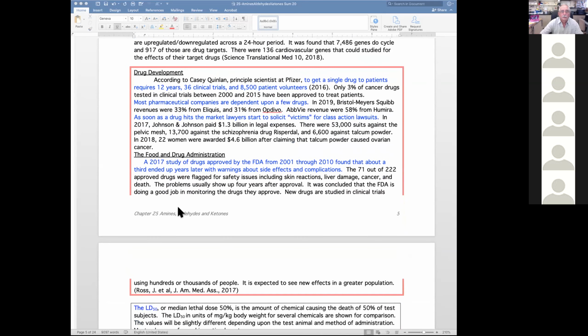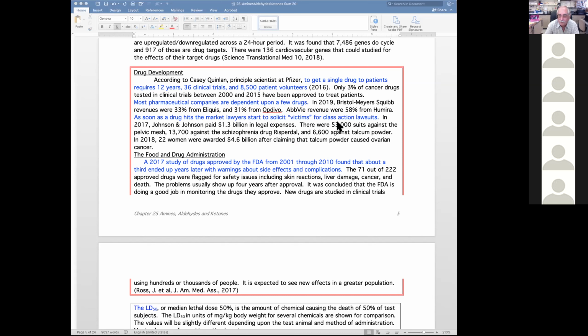According to this scientist at Pfizer, to get a single drug to patients requires 12 years, 36 clinical trials, and 8,500 patient volunteers. And only 3% of cancer drugs tested in clinical trials have been approved to treat patients. So there is no cheap and easy way to get a drug to market.